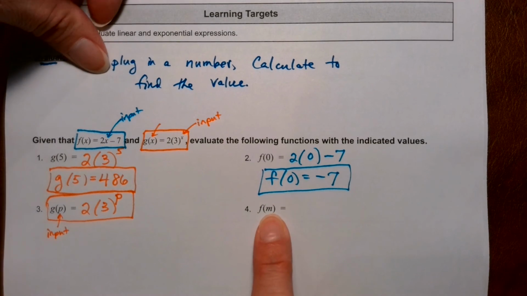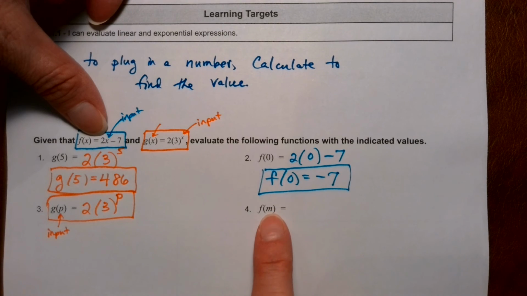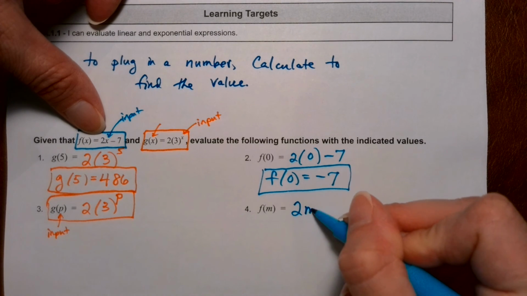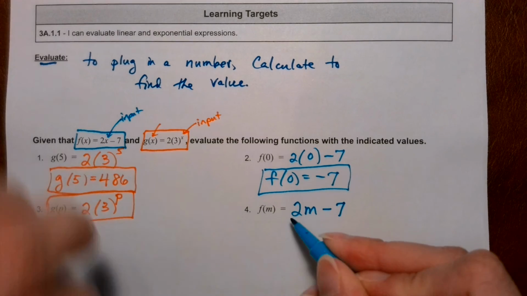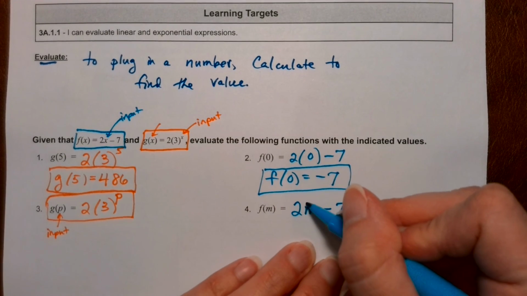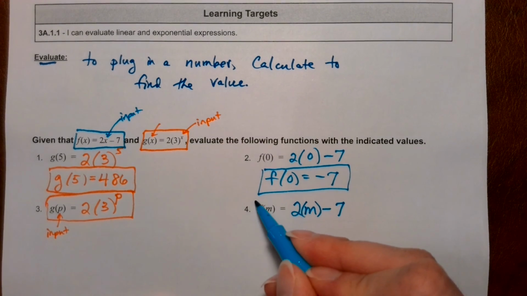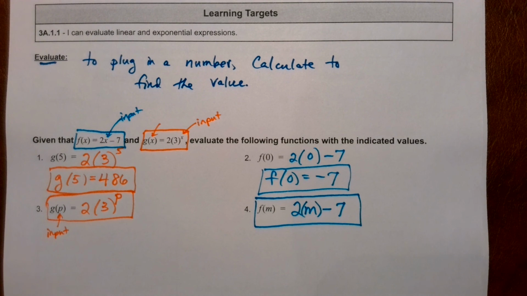Can you plug an m into the f function? So here's the f function. I need to plug an m into the input spot. So where it says 2 times x, I'm going to put an m. 2 times m minus 7. You can leave it like that, or if you like, you could put parentheses around the m. Either way, that means multiply. And that's how you evaluate by plugging inputs into equations.